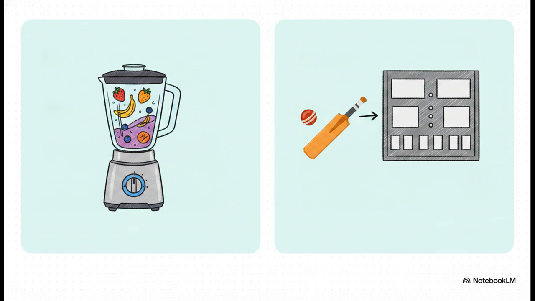But a sequential circuit, that's like a cricket scoreboard. The output on the board depends on what's happening on the pitch right now, plus the historical state of the score from the previous overs. We build that hardware memory using tiny components called flip-flops.